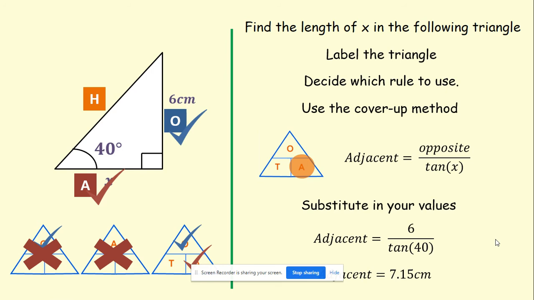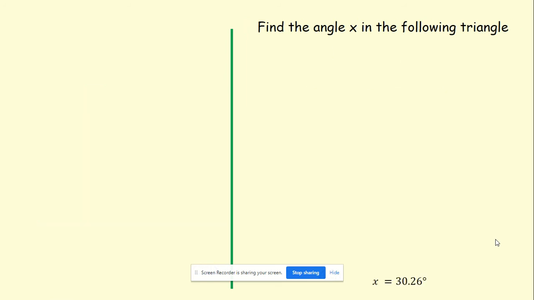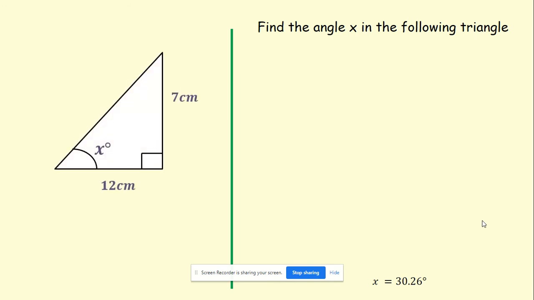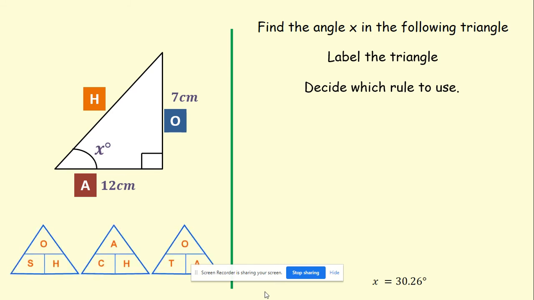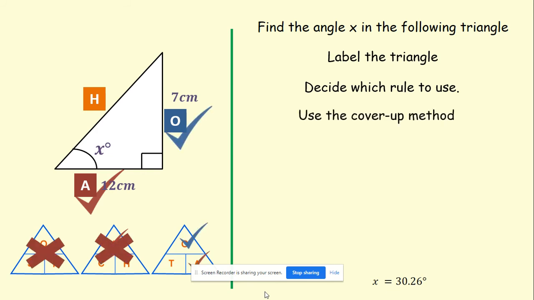Okay, right, last one that we are going to do. This time we're looking for the angle, but exactly the same process. Label your triangle. Work out which ratio you are using. We've got our adjacent and opposite, so we're going to be using tan again for this one. And then we cover up the part that we need. Well, we need to find out what tan of x is. So this is the part that we are covering up this time.